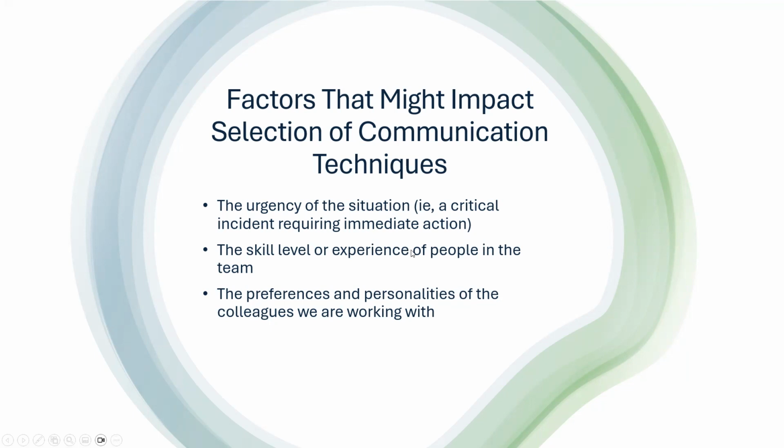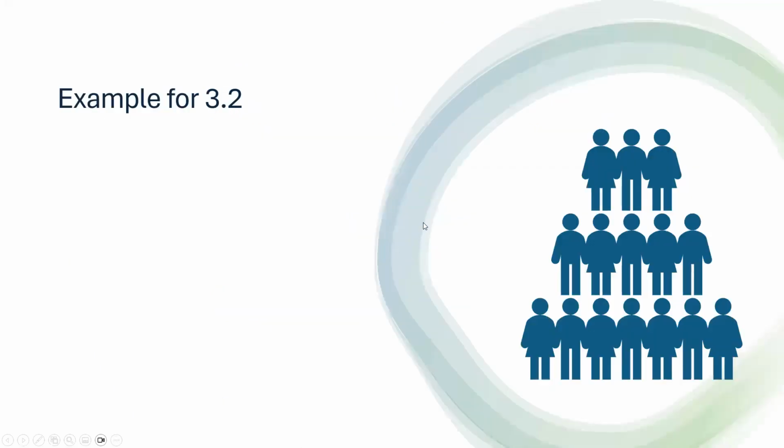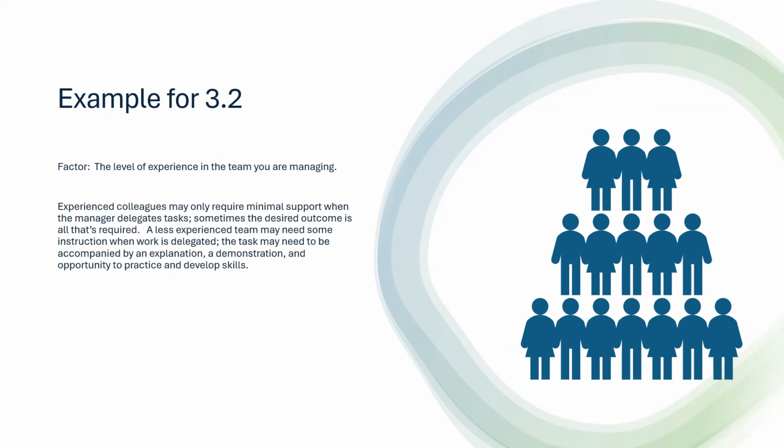And so how might I go about actually writing this? So, fleshing it out a little bit. Here is an example for the factor of the level of experience in the team you're managing. Right, so this is our factor. How could we address this point? Okay, an example. Experienced colleagues may only require minimal support when the manager delegates tasks. Sometimes the desired outcome is all that's required.